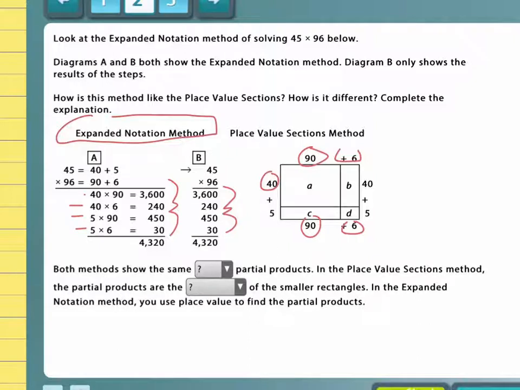There's 4 parts, and over here that shows you the shortcut method, what they do there if you were going to do that. And then the same method here is the place value section, so it's matching up the 4 different parts. So both methods show the same 4 partial products because there's 4 partial products for each. And for the place value section method, the partial products are each of these boxes here, and that's an area model. So the answer here is area.